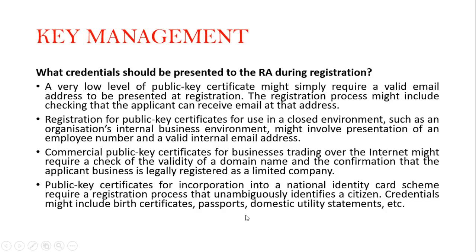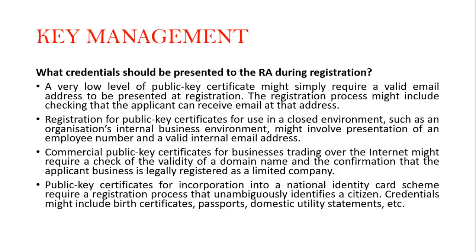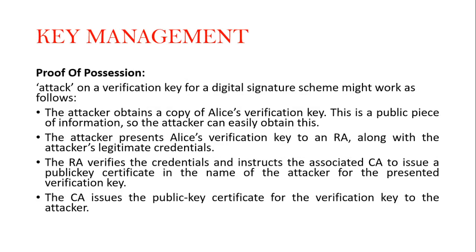First one is the email address of the owner. Second one is the employee number and a valid internal email address. Third one is the validity of a domain name. Fourth one is identity. In that identity, there are many examples: certificates, passports, domestic and utility statements. Then something about proof of possession.